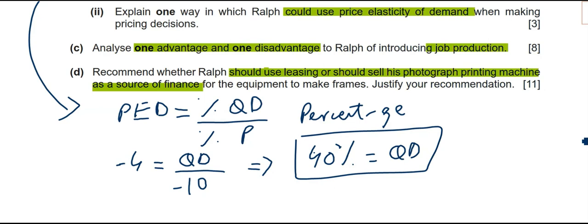So the elasticity of 4 over here is quite greater than 1, and this indicates that this is a very price elastic product. We can also see that when he is reducing the price, that is actually causing the demand to increase. So if Ralph decreases the price of photograph printing by 10%, he may gain an increase in sales of 40%, which means that he will be making more profit. So you can simply write these points in the answer for this part too.